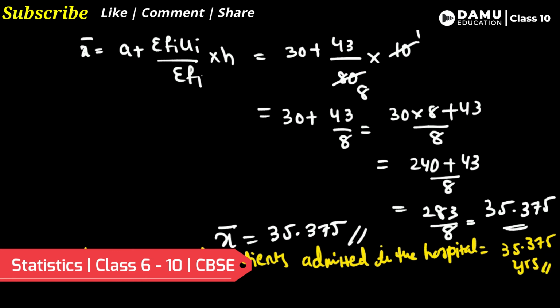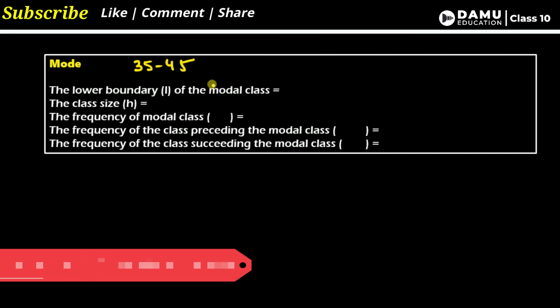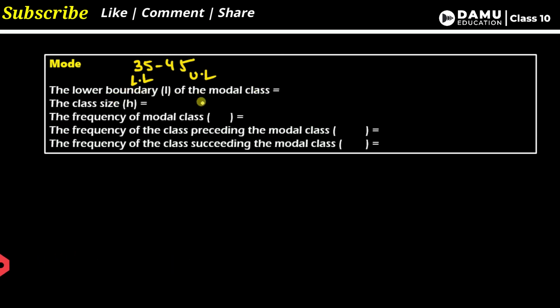So as we know, let's calculate the mode. How to calculate the mode? What is the modal class? We know that the interval is 35 to 45. So this is the lower limit and this is the upper limit. Based on this, the lower boundary of the modal class, small l, is nothing but 35. You can take it like that. So what is the class size? We already calculated 10.